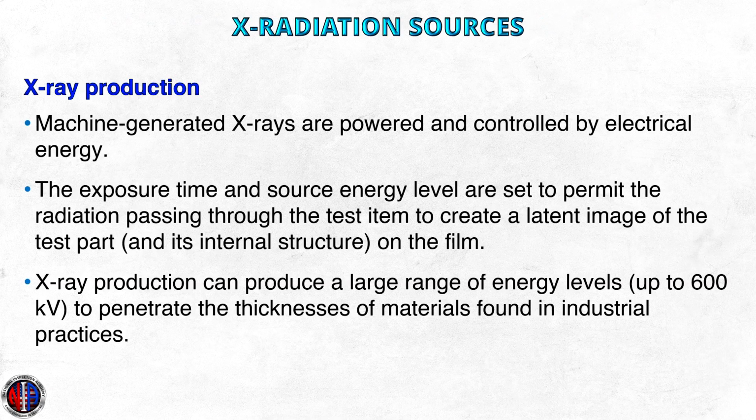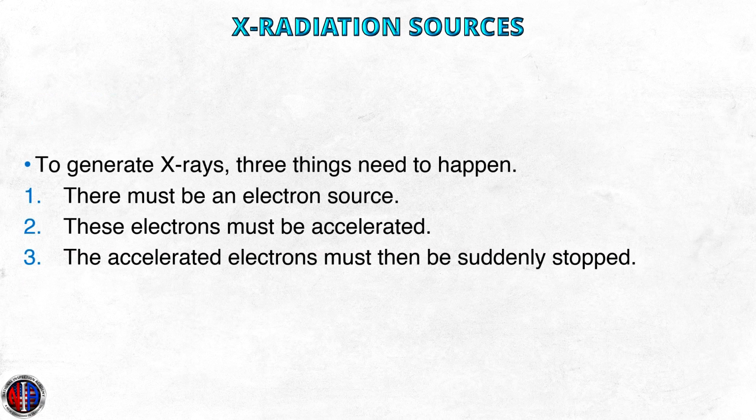X-radiation sources. X-ray production. Machine-generated X-rays are powered and controlled by electrical energy. The exposure time and source energy levels are set to permit the radiation passing through the test item to create a latent image of the test part on the film. X-ray production can produce a large range of energy levels to penetrate the thicknesses of materials found in industrial practices.